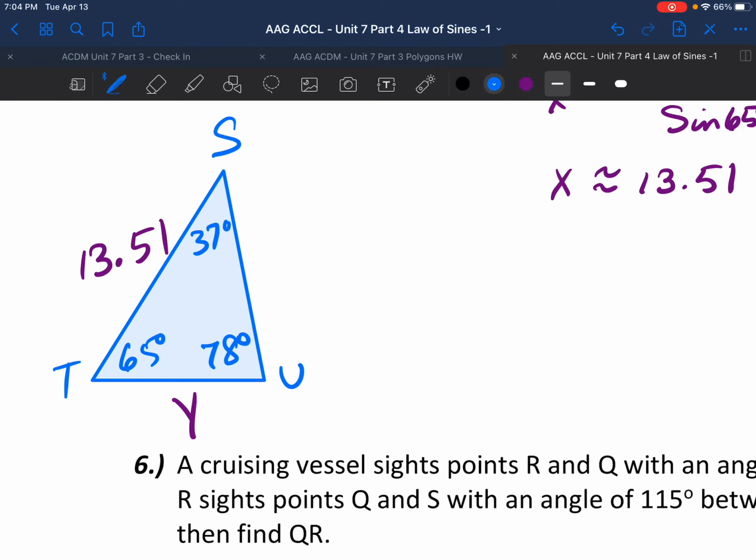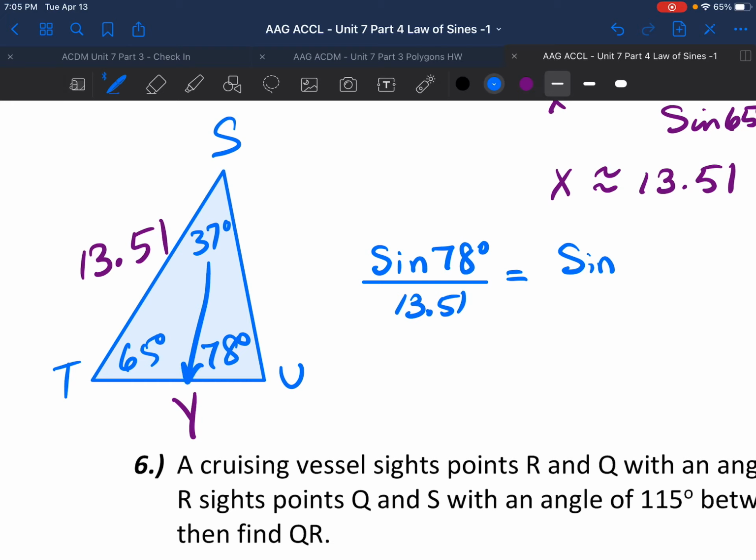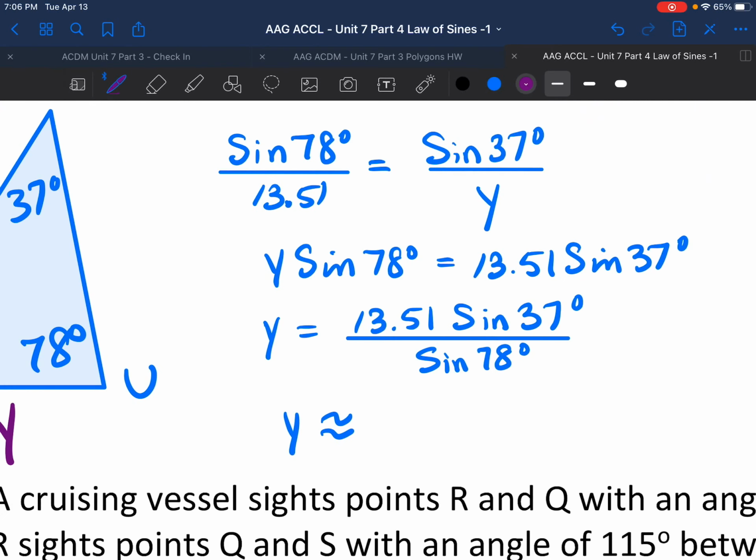My law of sines equation is going to start off with the sine of 78 is to 13.51, right? The same way that the sine of 37 is to y. All right, now I'm going to focus my attention on solving this proportion. Okay, I skipped ahead a little bit just for the sake of time, but my proportion was set.